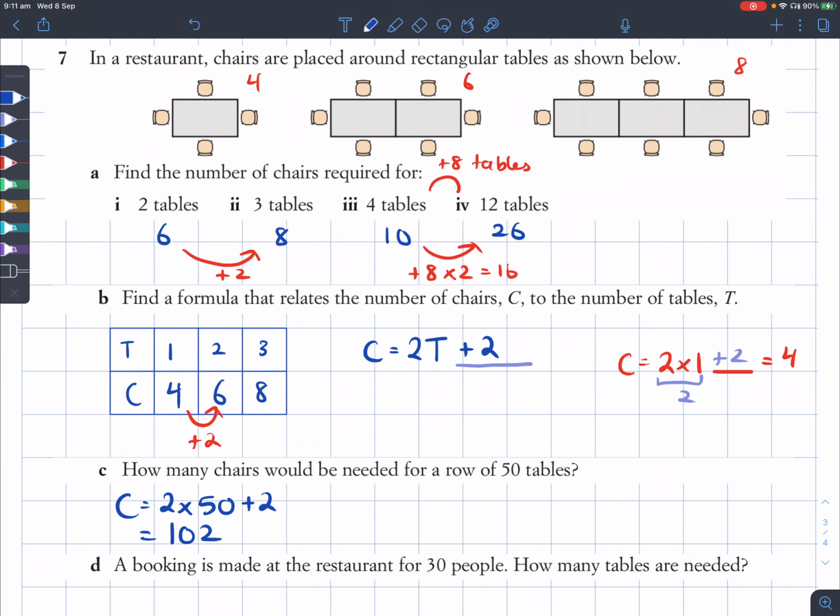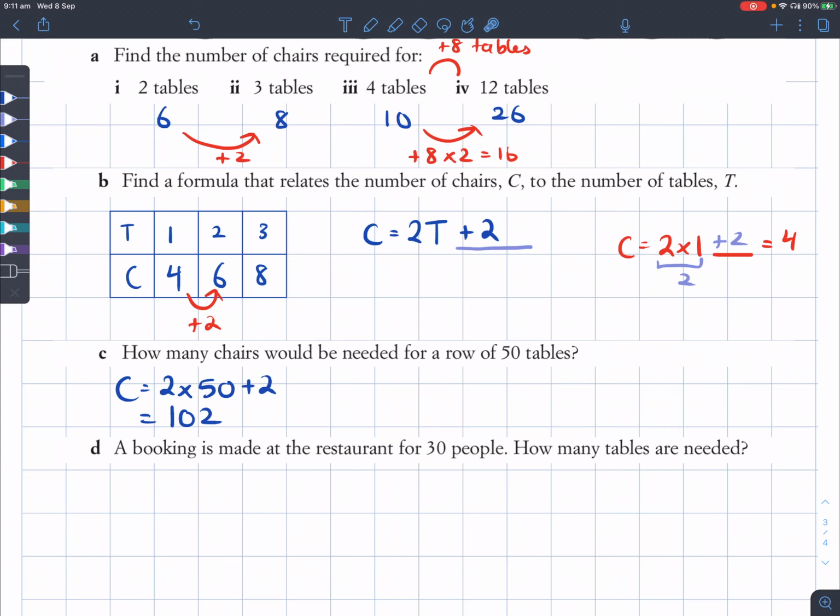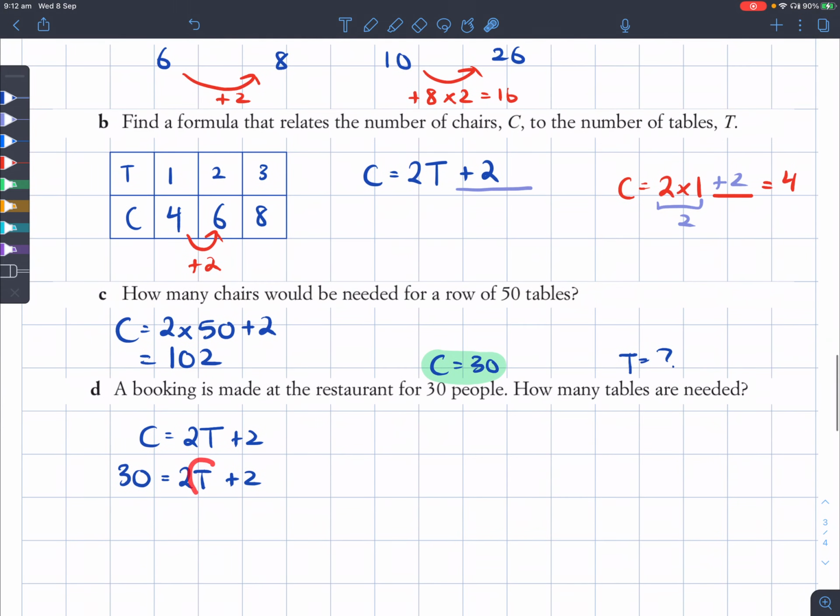Now for part D, it says here that a booking is made at the restaurant for 30 people. So this represents 30 people who sit on 30 chairs. So C would equal 30 in this case. How many tables are needed? So we're looking for what T is. So if our formula is this, I'm going to write that down again. C equals 2T plus 2. That C that we have there as 30 is this. So we're going to replace that C by 30, and we want to find out what T is.